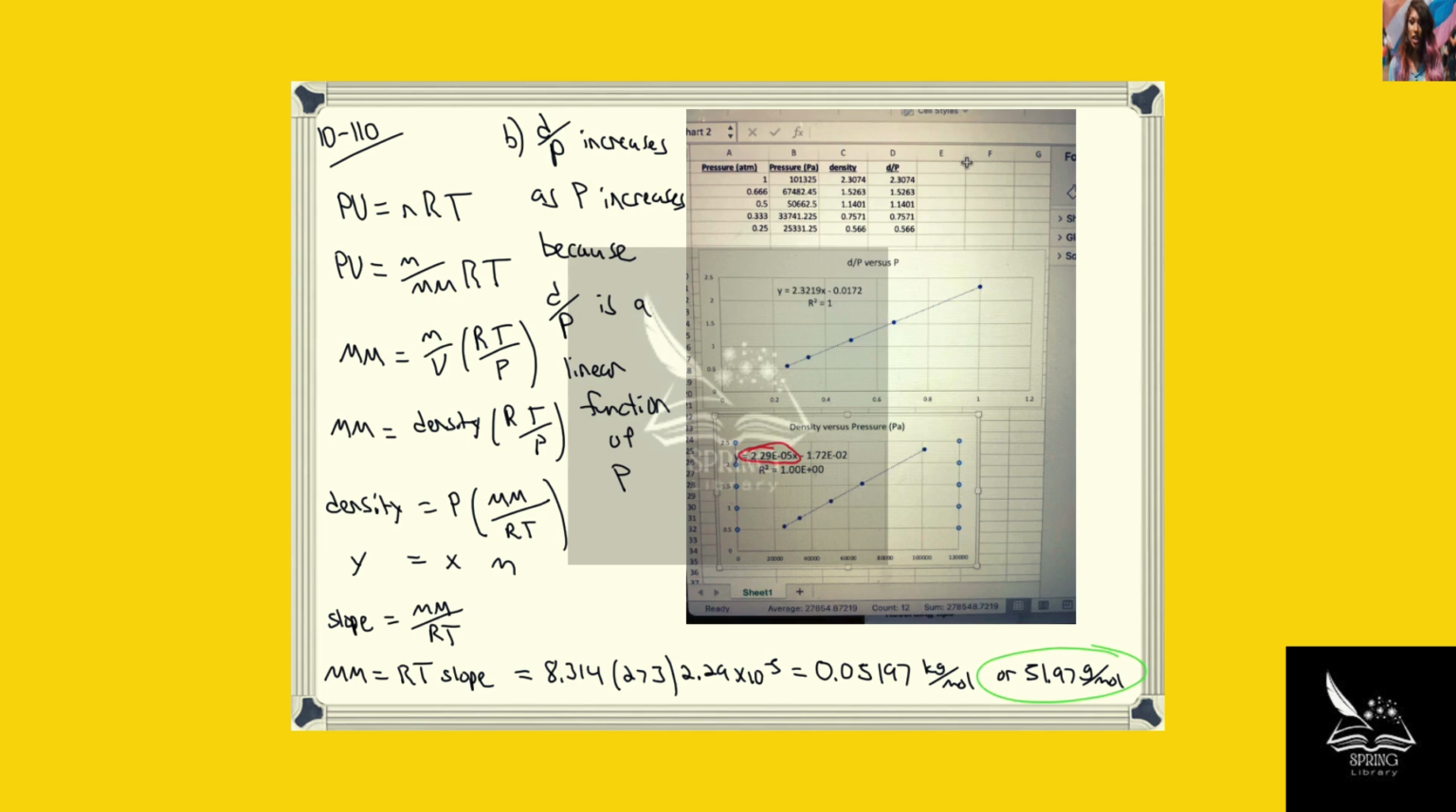Why this is occurring is because we are using the ideal gas law here, which suggests that the pressure is a linear function of density and vice versa, but gases do not behave ideally, and so we are going to see some variation. So as the pressure increases, the density will also increase, but not in a linear fashion as suggested by the ideal gas law. But what is a linear relationship is the density divided by the pressure as a function of pressure.